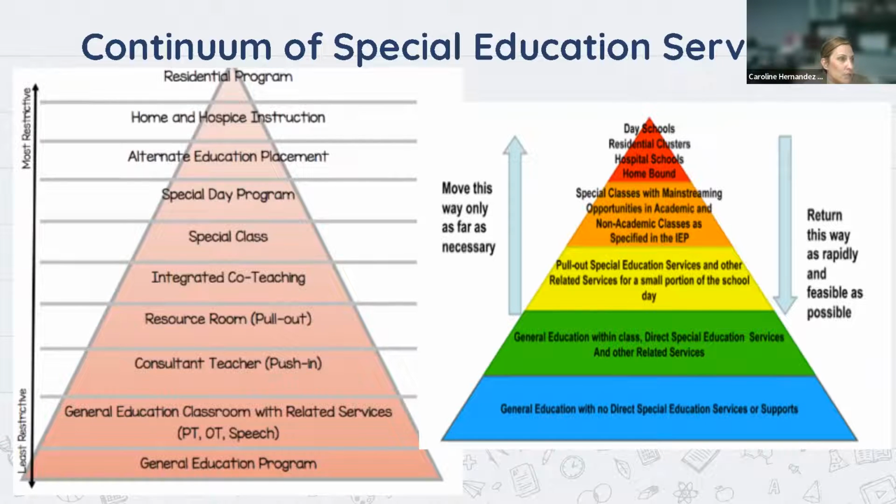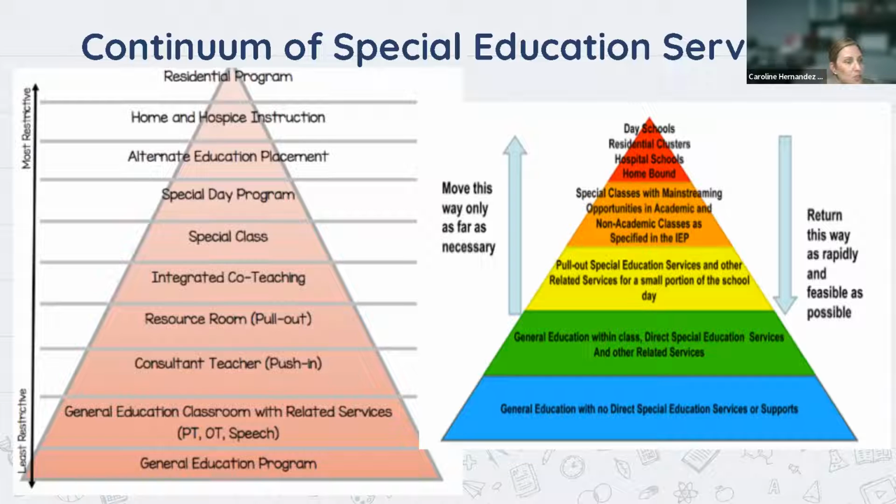Once a child is classified as a student with a disability under IDEA, basically we're going to be following the continuum of special education services, which is most detailed, spelled out on the left-hand side of the screen. So as you'll see, it goes from the general education program all the way up to a residential program. So on the right side of the screen, you'll see some arrows, and the arrow says, we only move this far up as necessary, and our goal is always to return the student back down the continuum as rapidly and feasibly as possible where the student can be successful.